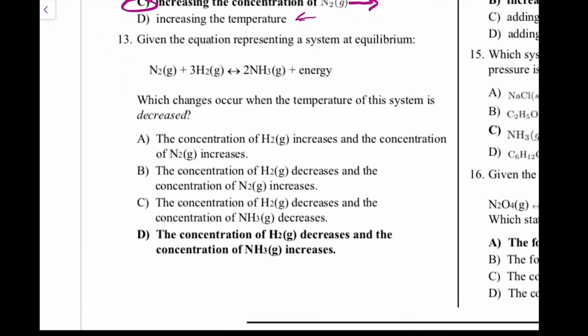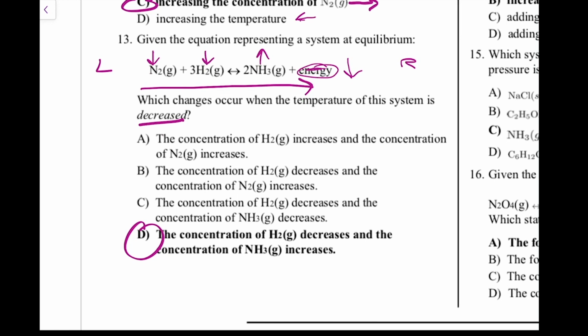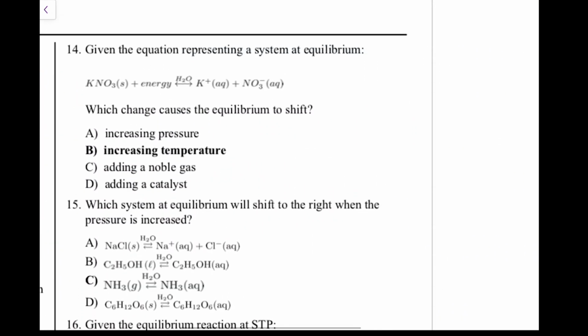13 says, what changes occur when the temperature is decreased. So essentially, if you're decreasing temperature, you're lowering that energy. So on your left side, your right side, you're moving towards that right side. So when you move towards the right side, N2 and H2 go down, NH3 goes up. So once you figured all that out, then you should start looking at the answer choices. And that is what D says. So H2 goes down, NH3 goes up.